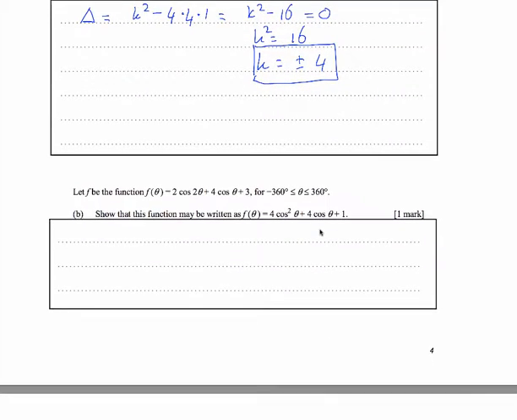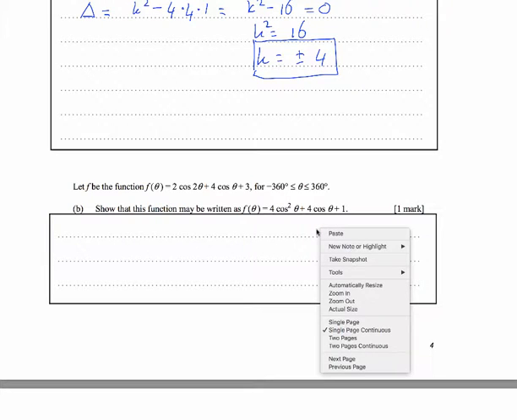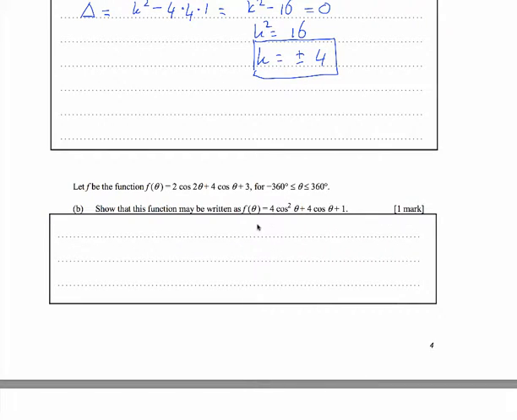Okay. Let the function f of theta equal 2 cos 2 theta plus 4 cos theta plus 3. Show that this function may be written as 4 cos squared theta plus 4 cos theta plus 1. Okay, so I need to use the identity for cos 2 theta. All right, so let's.